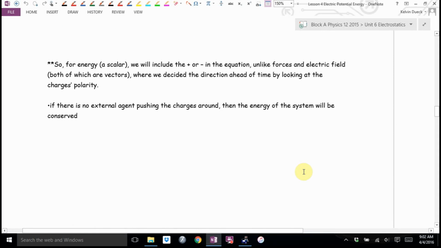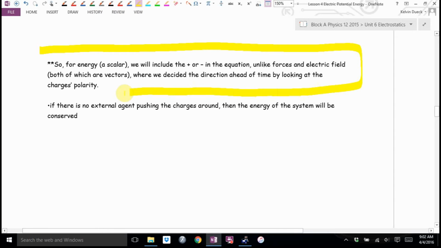So, key idea. For energy, a scalar, we will include the plus or minus signs, unlike forces and fields, both of which are vectors, where we decide the direction ahead of time. So, my little mantra, forces and fields.